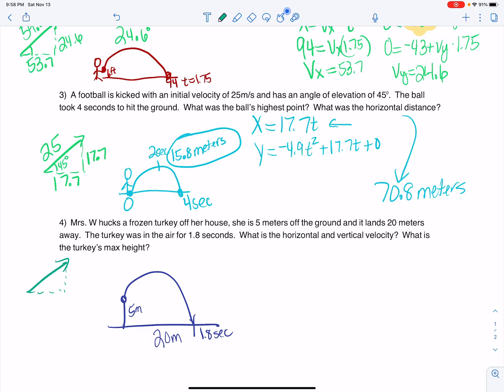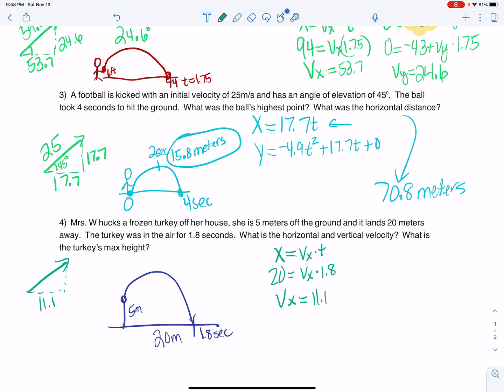So I need to find the velocity, so I do the same thing. My x equals v sub x times t. Well, v sub x is 20 meters in 1.8 seconds. So my horizontal velocity is 20 divided by 1.8. So it's 11.11. So I'm just going to put 11.1.